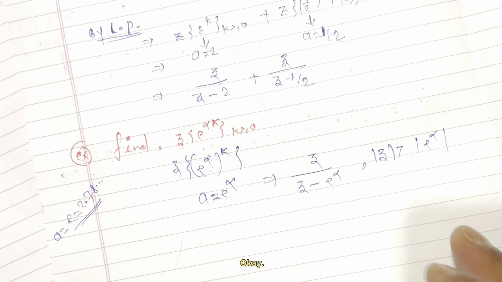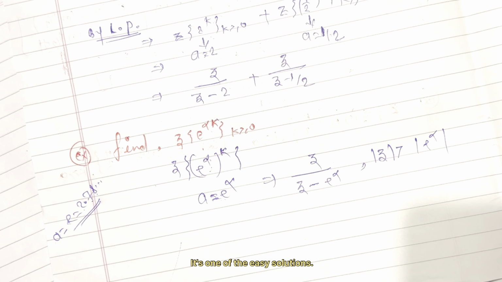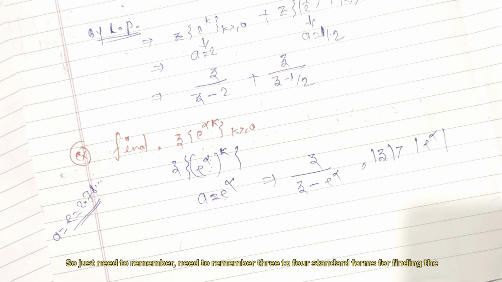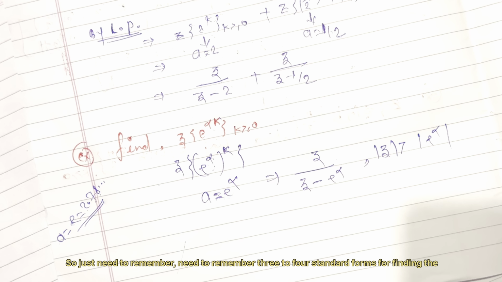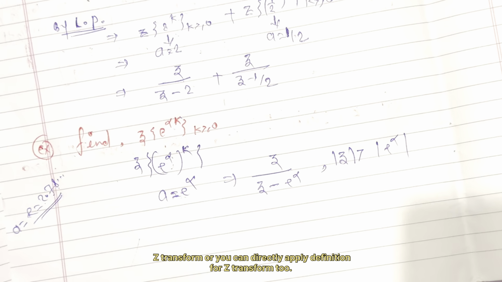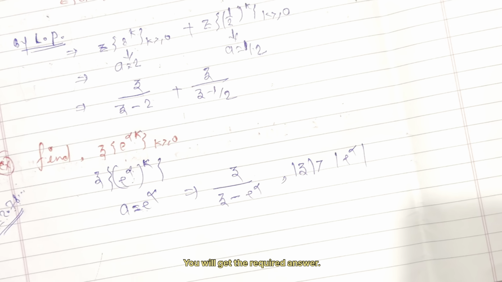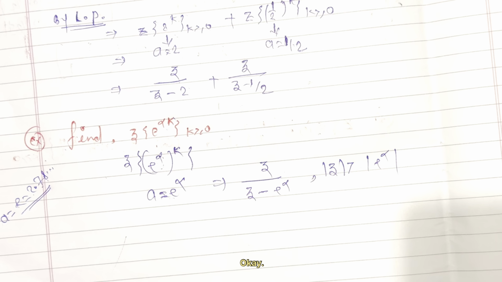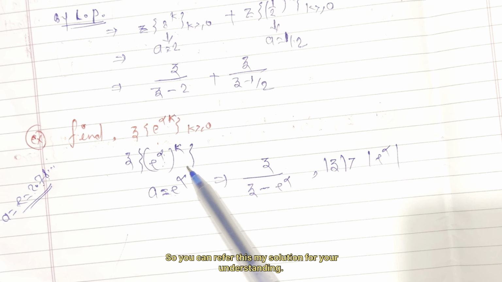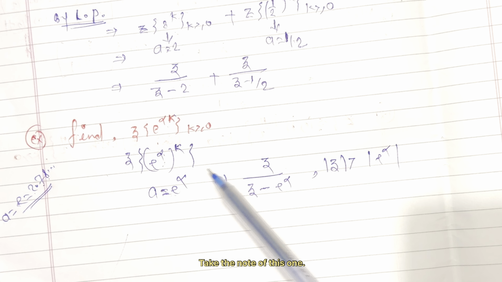It's not difficult, guys. It's one of the easy solutions. You just need to remember three to four standard forms for finding the Z transform, or you can directly apply the definition of the Z transform too. You will get the required answer. So you can refer to my solution for your understanding. Take note of this one.